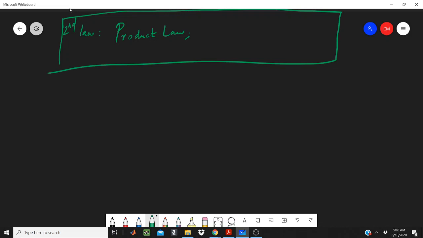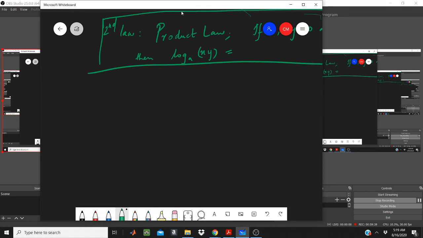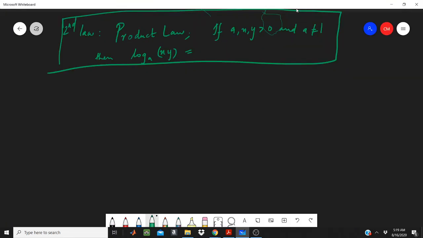Okay, and the law goes as follows: if A, X, Y are all positive, and of course we've discussed this many times, A cannot be equal to 1, then log A of X times Y is the same as log A of X plus log A of Y.